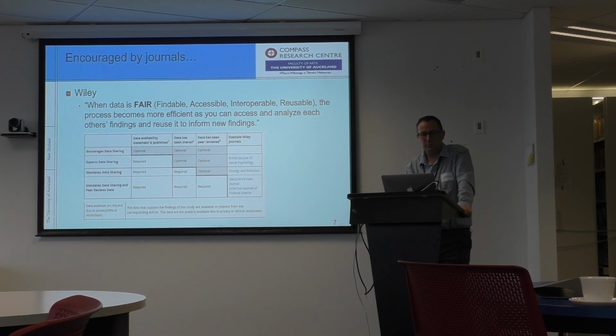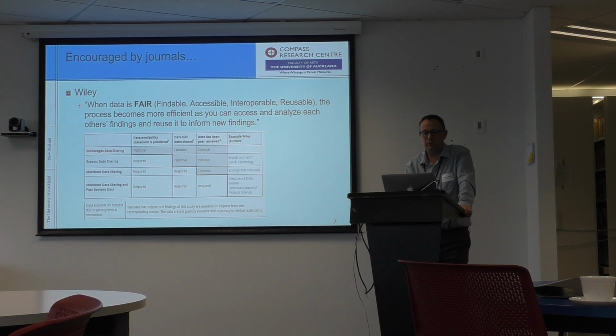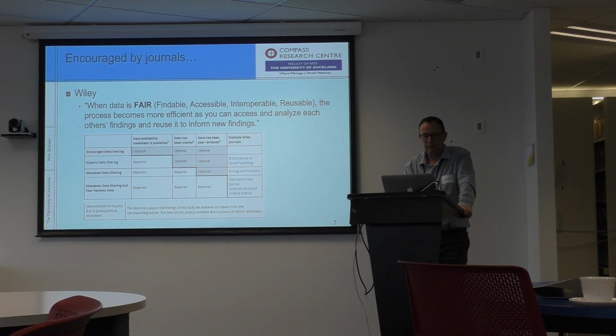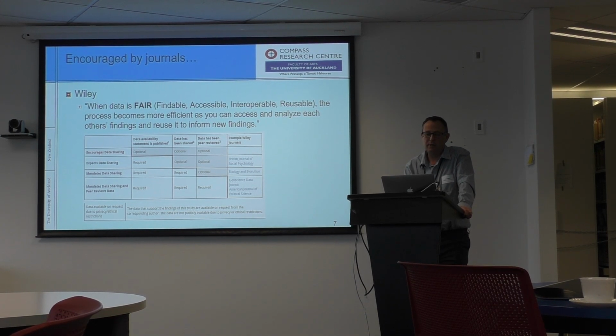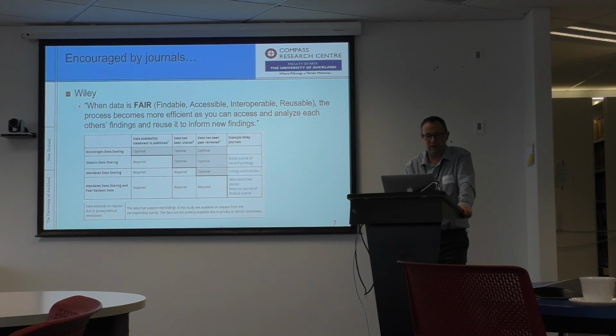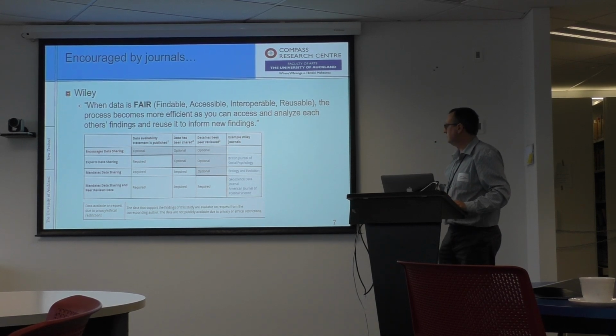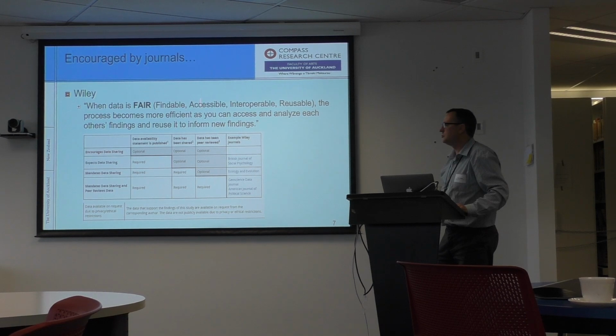And there's this principle called FAIR, that data should be findable, accessible, interoperable, and reusable. And they say when data are FAIR, the process becomes more efficient as you can access and analyse each other's findings and reuse it to inform new findings. And they came up with this table here for what their different journals' policies are.